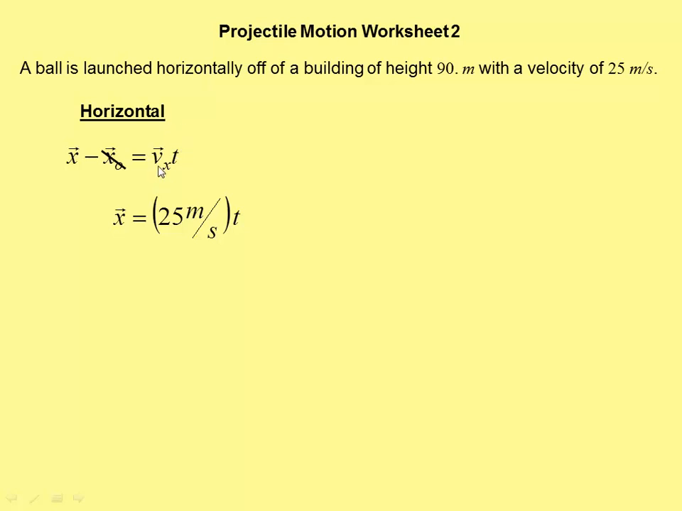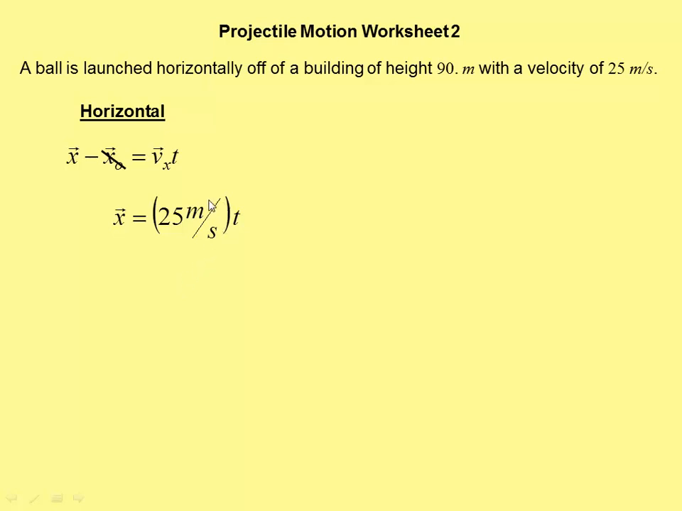And by the way, I could write this as Vox or Vx. It really doesn't matter because it's constant. And then we can just plug in our times. 1 second, 2 seconds, 3 seconds, 4 seconds, and so on. Now, really, you probably don't even need to write down an equation.